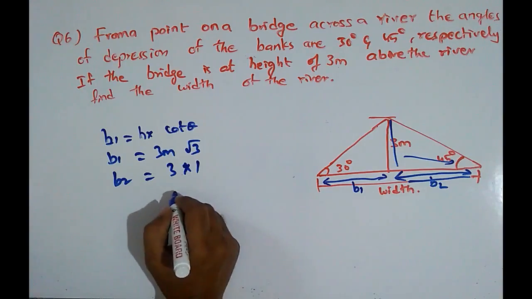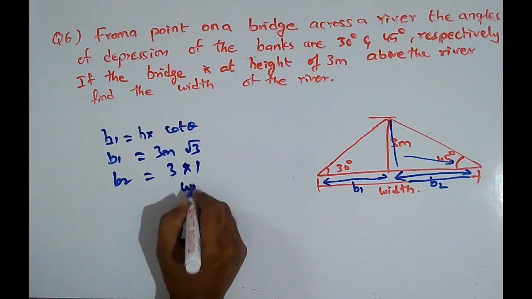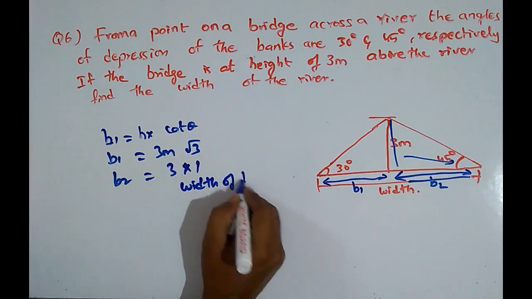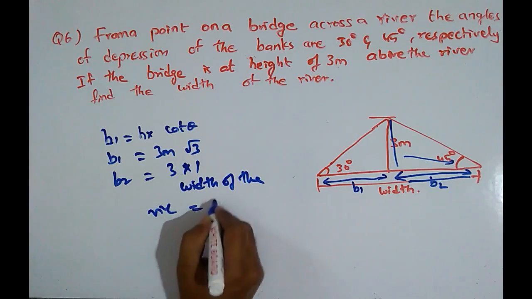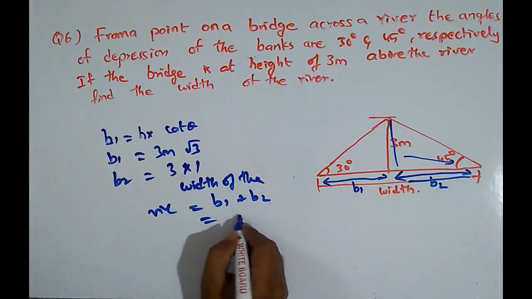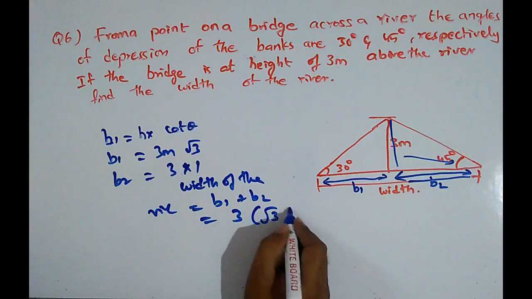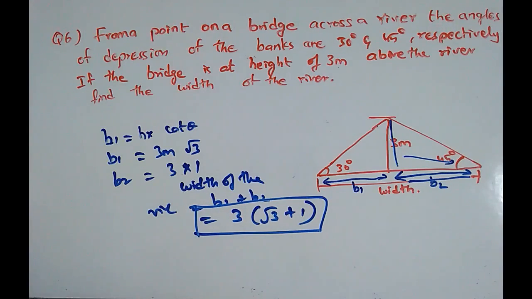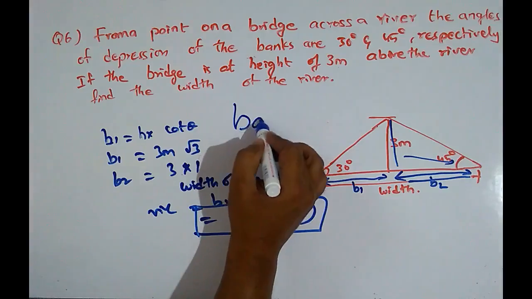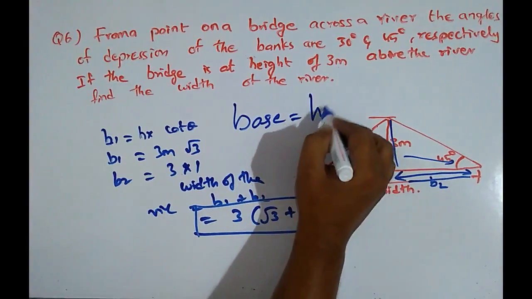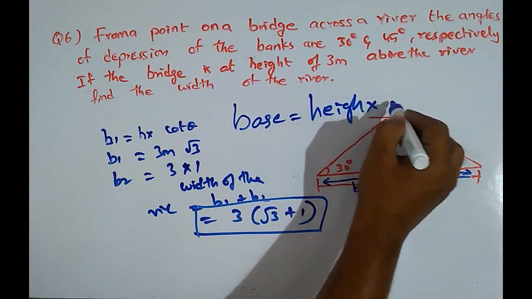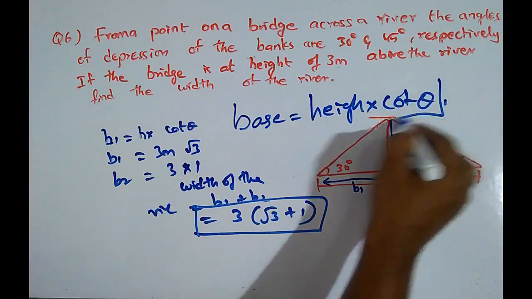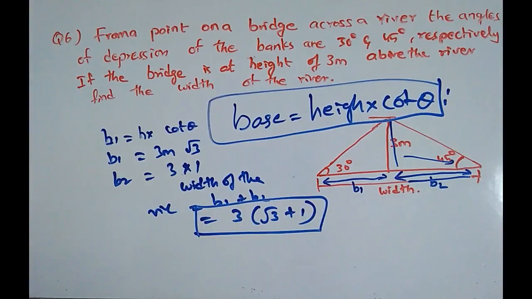So by adding b1 plus b2 we get the total width of the river. Width of the river is given by b1 plus b2, that is 3 meters into root 3 plus 1. This is the answer, friends. 3 into root 3 plus 1. How easy you can do this problem if you remember only one formula. Base is equal to opposite height into cot theta, friends. By using this you can solve all the problems.